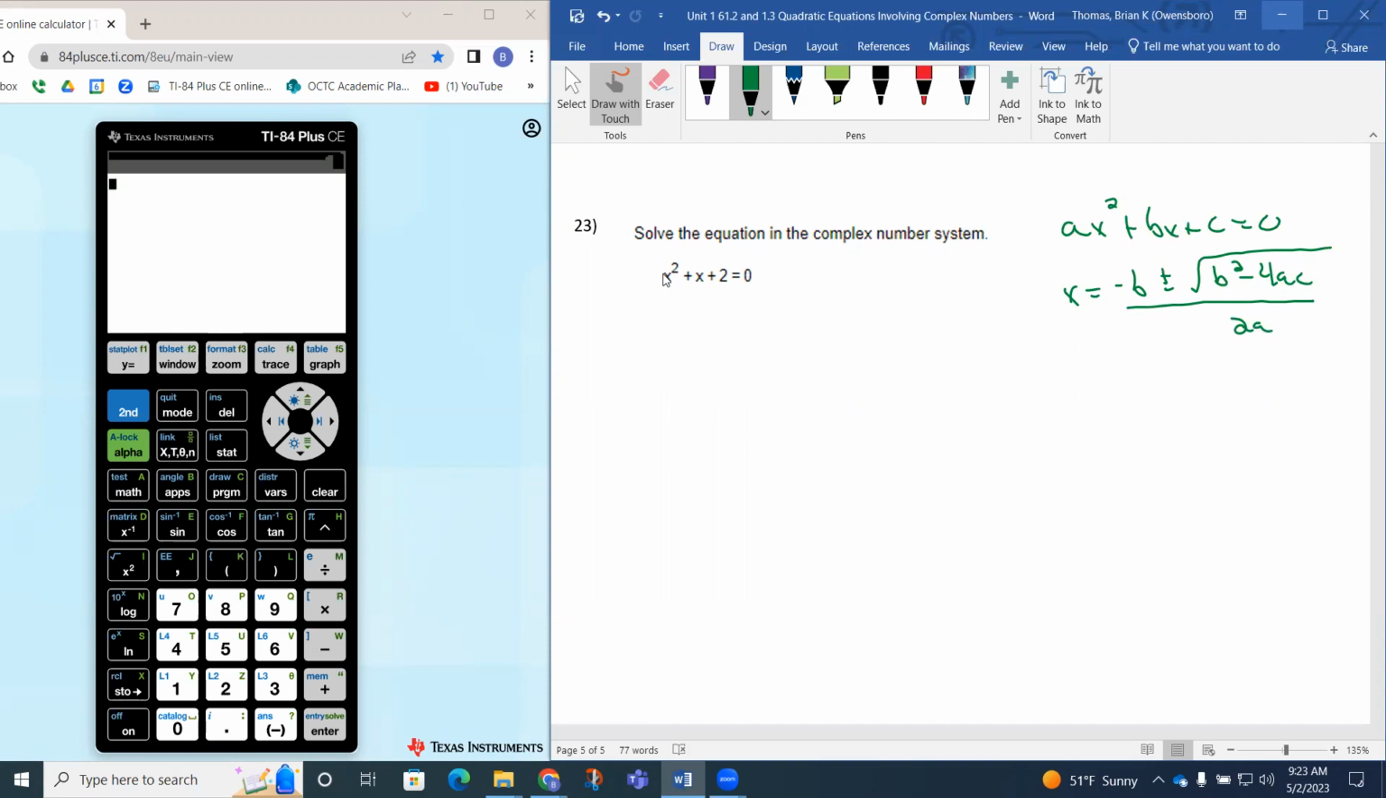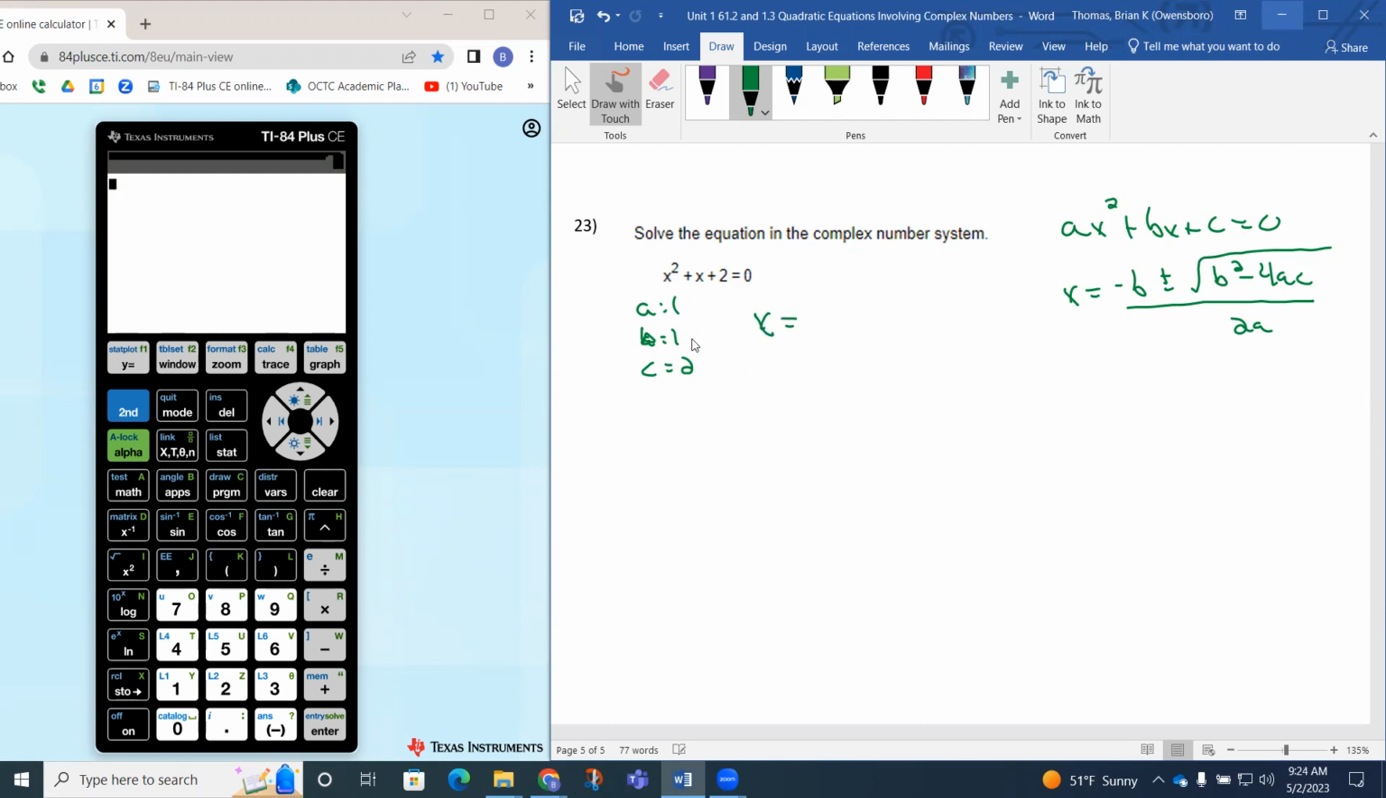So in our problem, the coefficient of x squared is 1, so a equals 1. The coefficient of the linear term, the coefficient of the x, is also 1, so b should equal 1. And then the constant is the 2, so c would equal 2. The numbers don't look all that big, so let's see what we got here.